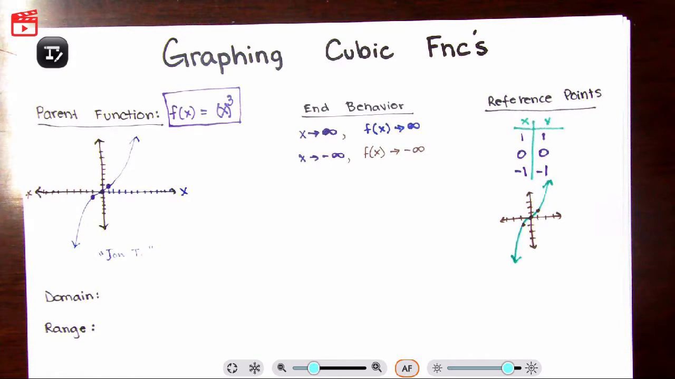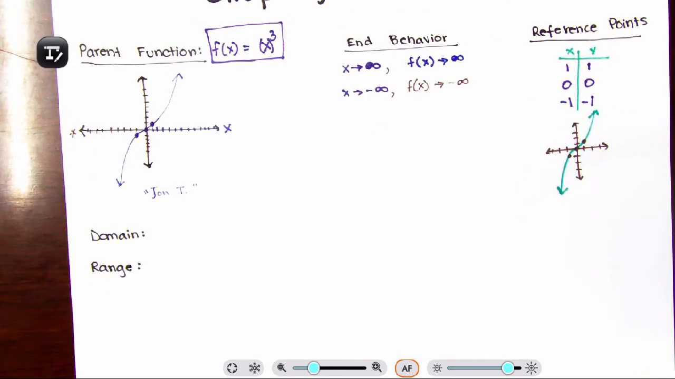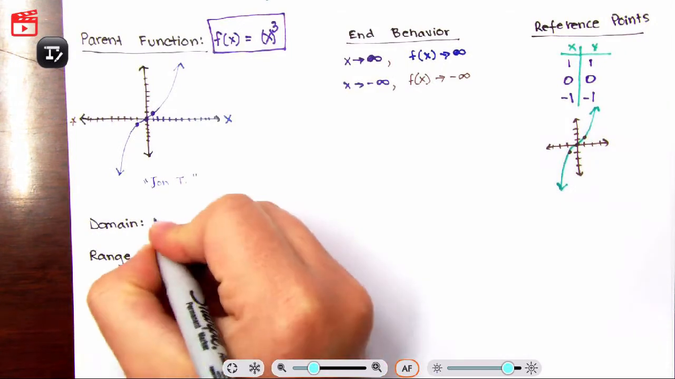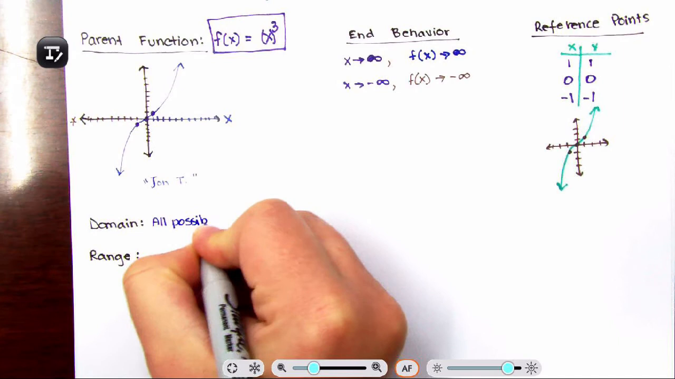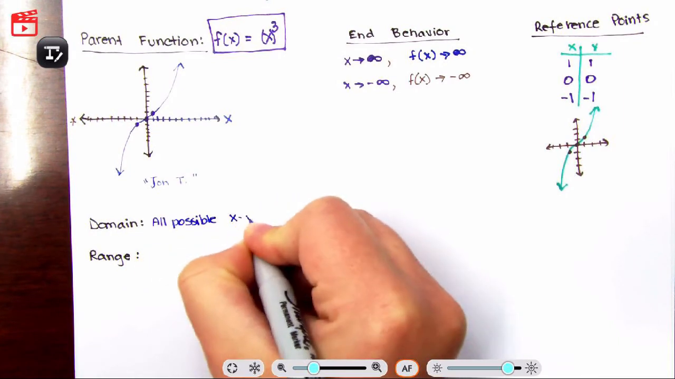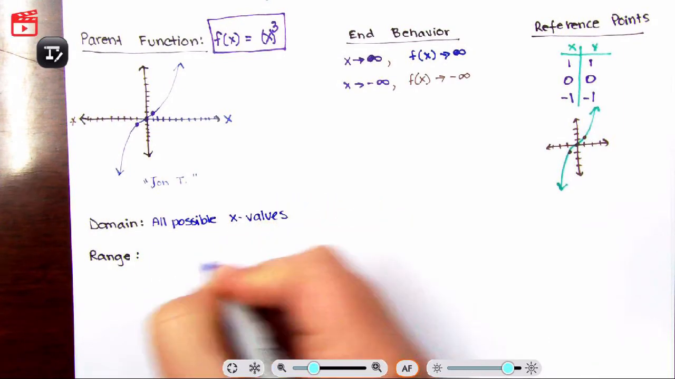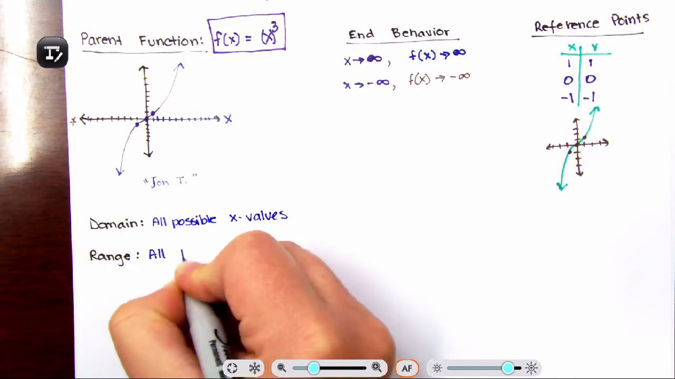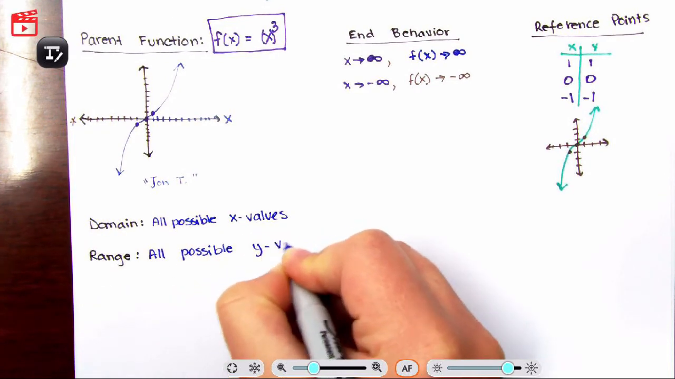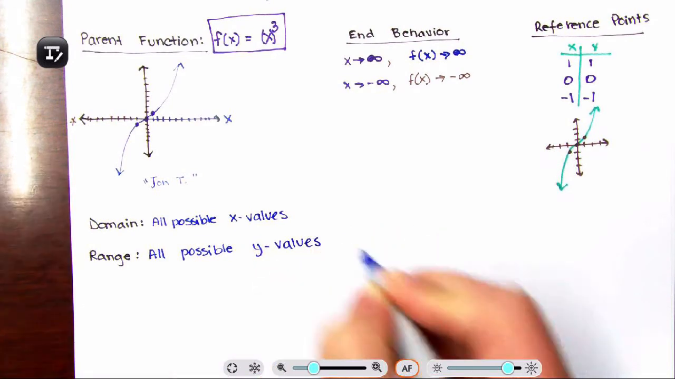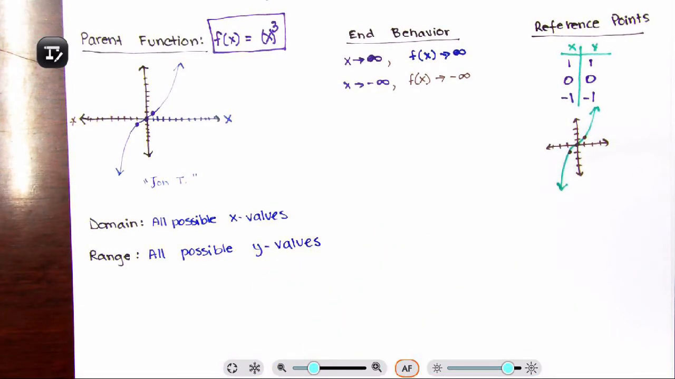Let's talk about domain. Let's actually write that down because sometimes we struggle with domain and range. Domain are all possible x values in our function, and range are all possible y values in our function. So what that means is, what are all of the x values it can be? What are all of the y values it can be?